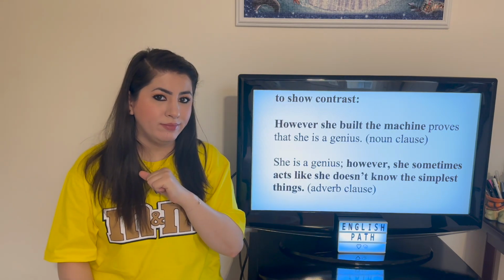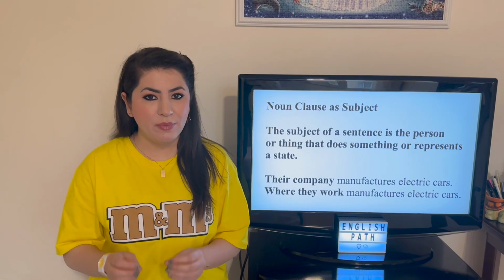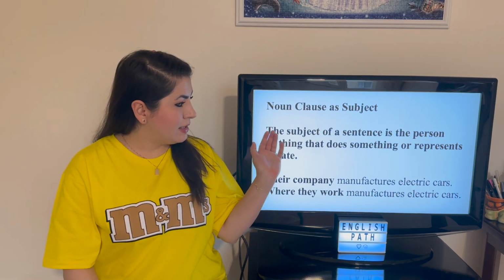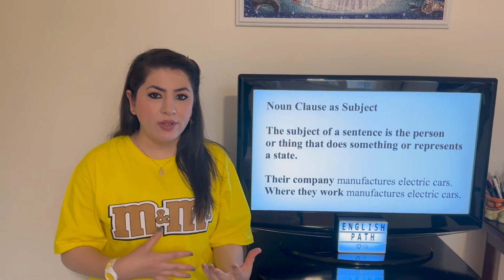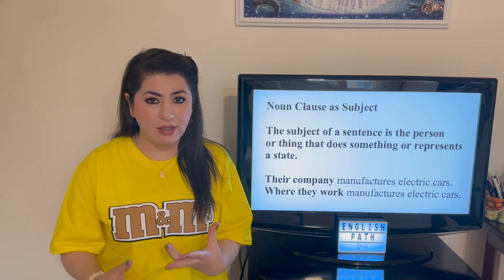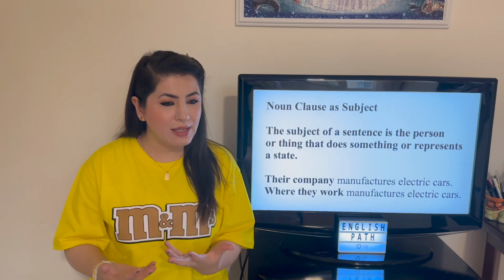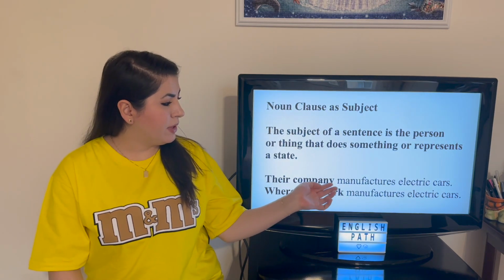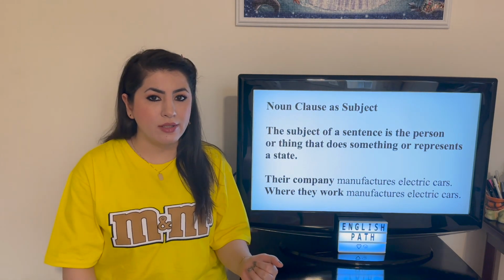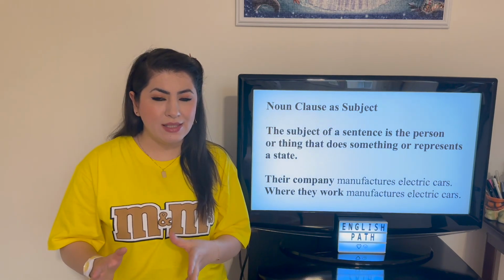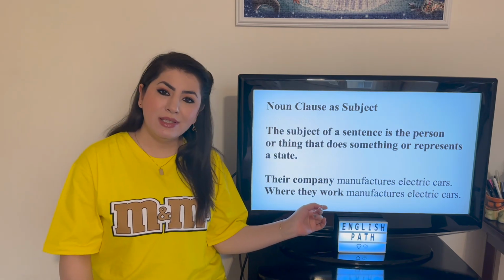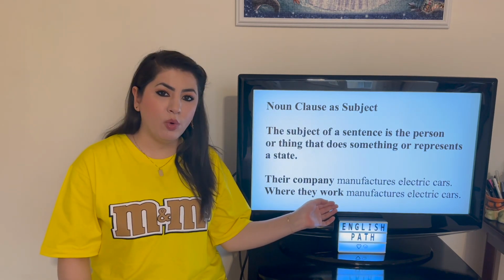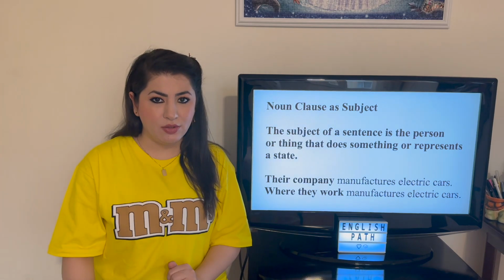Noun clauses used as subjects of sentences. The subject of a sentence in the first place is a person or thing that does some action or represents a state. For example, their company manufactures electric cars. Who or what is the doer of the action here? Their company. We can replace it with a noun clause. Where they work manufactures electric cars.